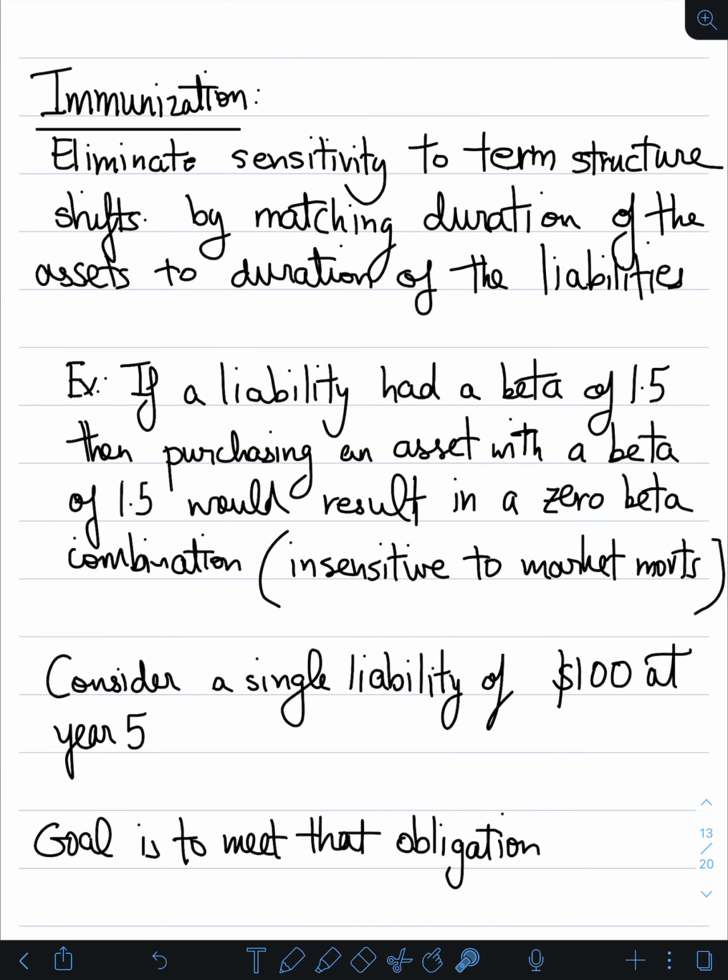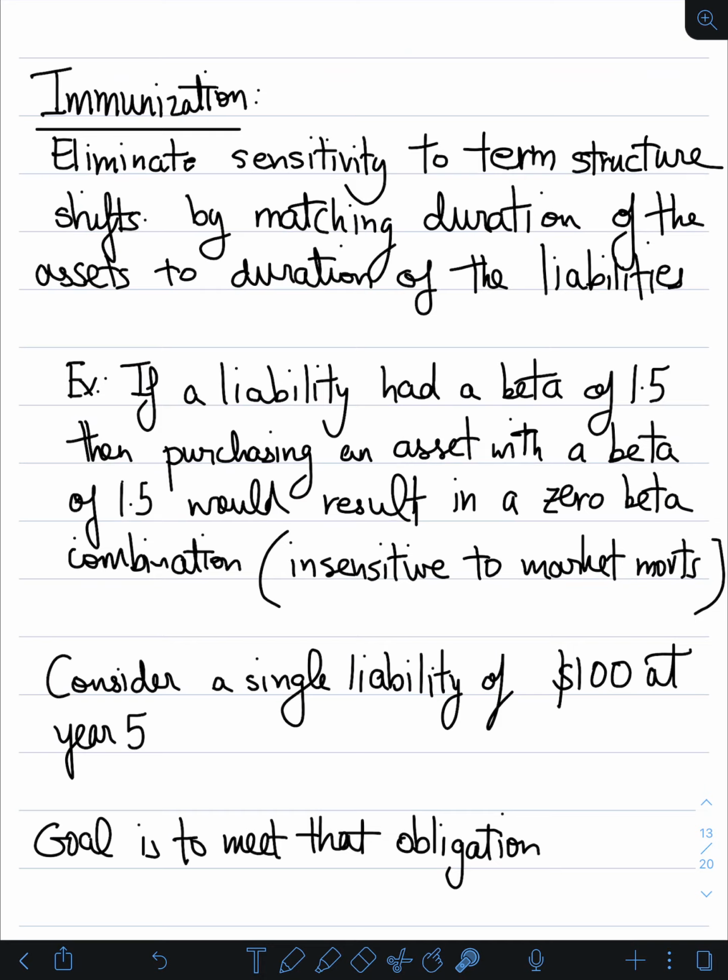The next strategy is called immunization. Okay, so remember, duration measures the sensitivity of a bond or a portfolio of bonds to interest rate changes. So basically, what does immunization do? It eliminates that sensitivity to the term structure shifts. What is a term structure shift? Which is interest rates moving around. And how does it do that? It matches the duration of the assets to the duration of the liabilities.